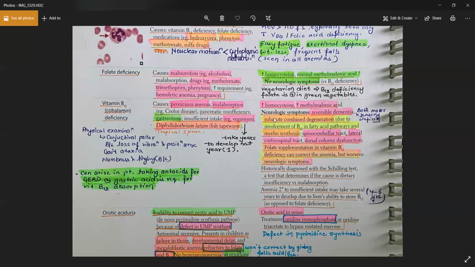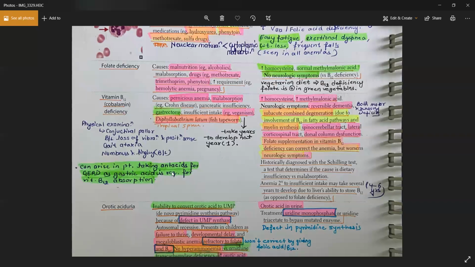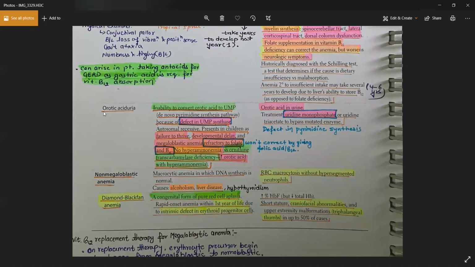Then comes orotic aciduria, in which you are having a deficiency of UMP synthetase. And as a result, the orotic acid levels will keep on rising, right? And they just cannot be converted into UMP. So as a result, the synthesis of the nucleotides will be inhibited, right? And what you will have is megaloblastic anemia. So symptoms will include failure to thrive because you're having a loss of nucleotides, right?